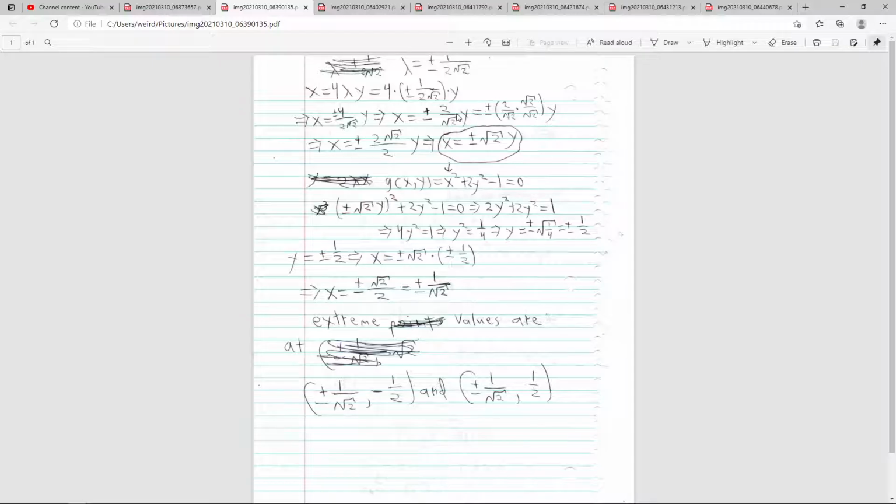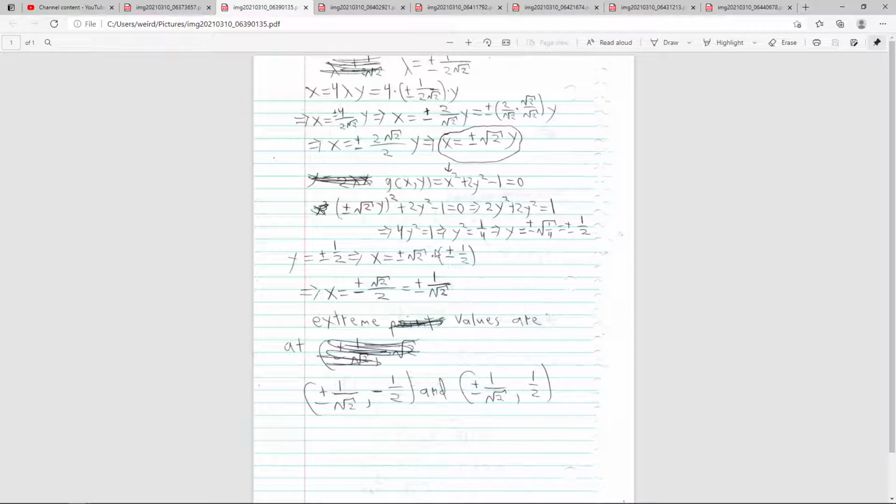Simplified down, x equals plus or minus square root of 2 times y. Then we plug that x value into g, since we have it in terms of x and y, and we can solve for both variables. You usually do end up plugging into g to find your final values, because that's the constraint in this case. So plus or minus square root of 2y, squared, plus 2y squared equals 1. You eventually solve it for y and get plus or minus 1 half.